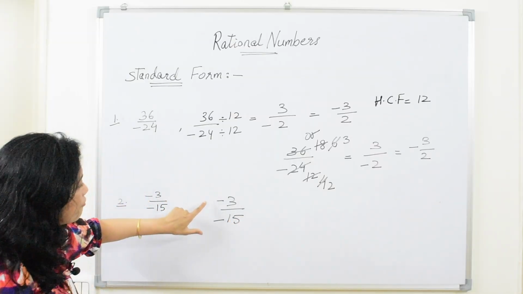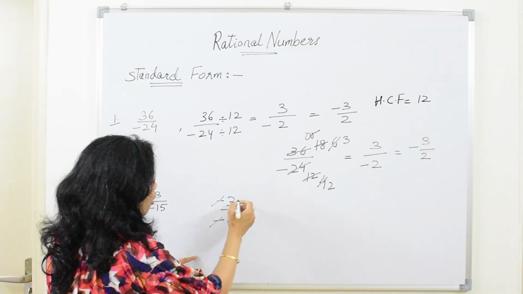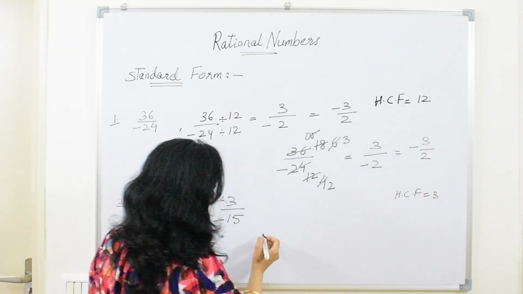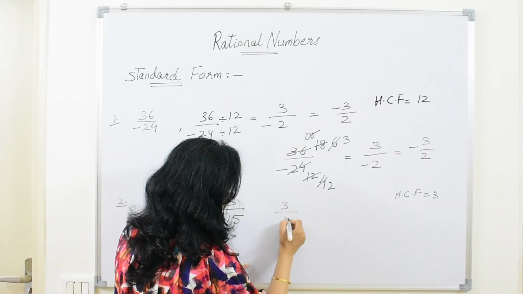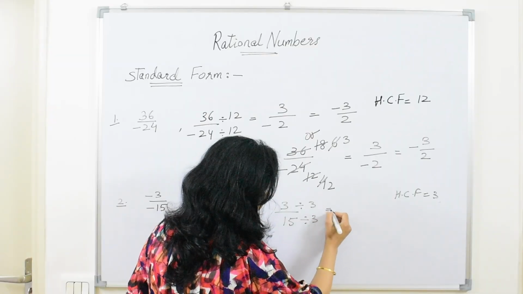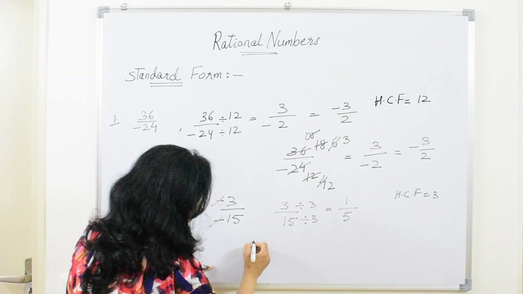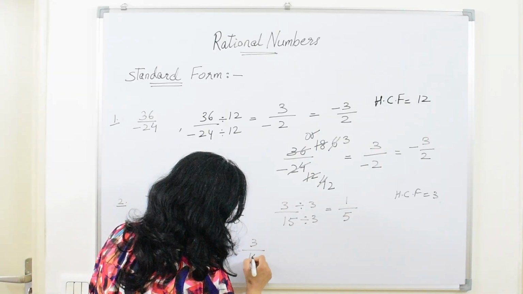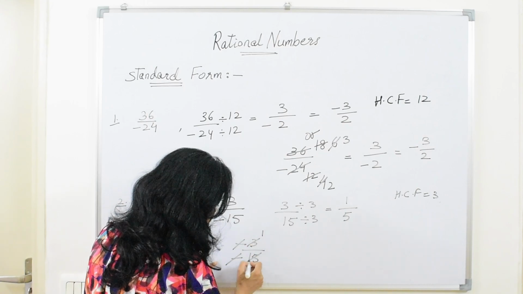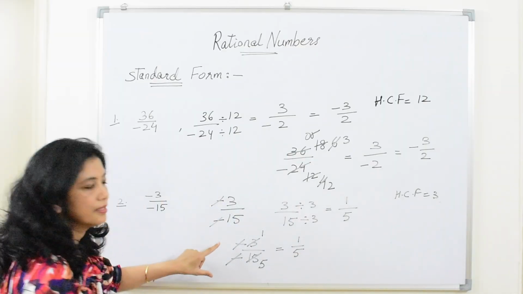-3/-15. First and foremost, we'll see the signs. Both signs will cancel with each other. Now here also, if we find the HCF, we get 3. So one method is we divide both numerator and denominator by 3. What do we get? 1/5. So this is our answer. Or we can solve it like this also. 3/15. This is -3/-15. These cancel. 1 3s are 3, 3 5s are 15. So this is our answer.